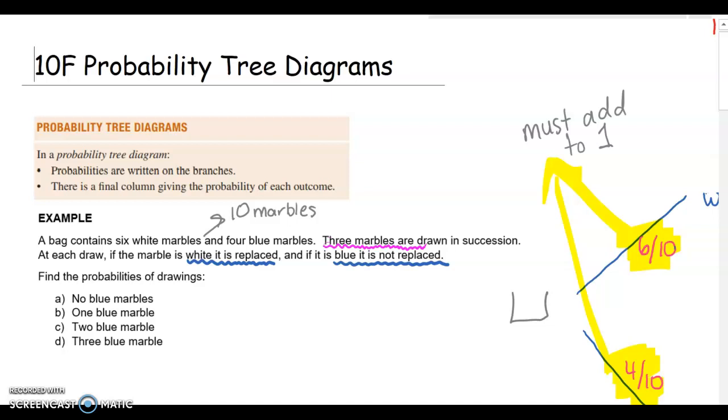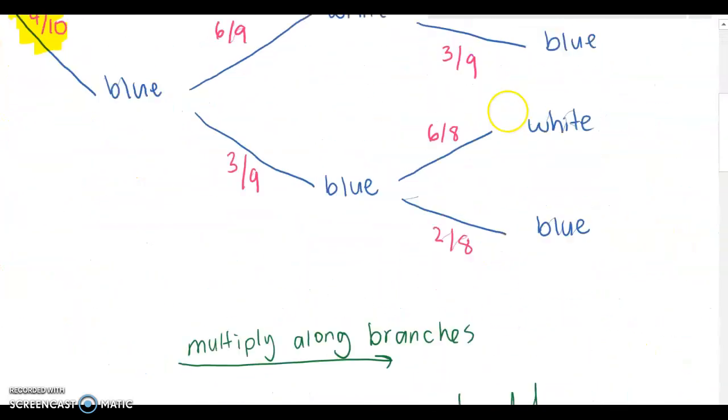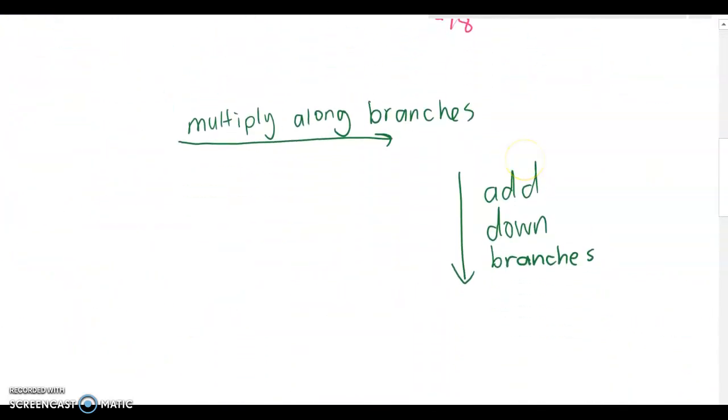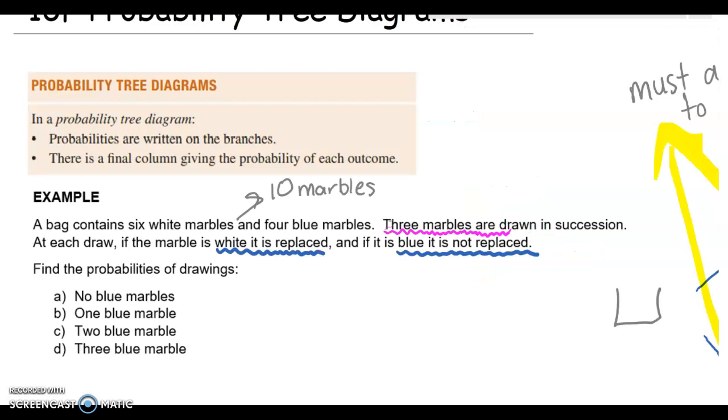One of the points I want to look at before we go into the question is this part in green. What we will be doing is multiplying along the branches, and adding as we go down the branches. So multiplying along and adding down. Okay, so let's have a look at the first example.